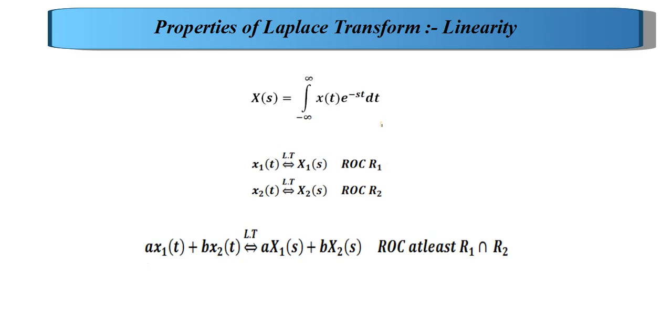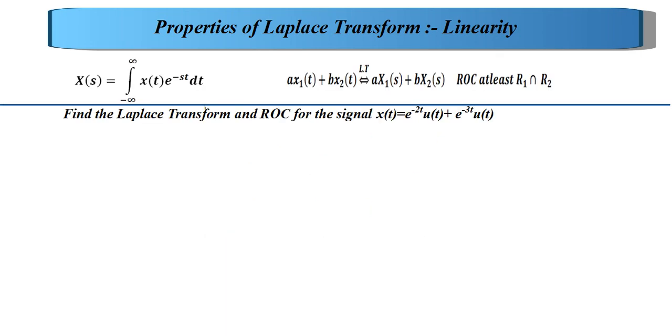Now we'll see different problems related to linearity. So this is the first question. Find the Laplace transform and ROC for the signal x(t) equal to e raised to minus 2t u(t) plus e raised to minus 3t u(t). So there are two signals, and both are causal signals.